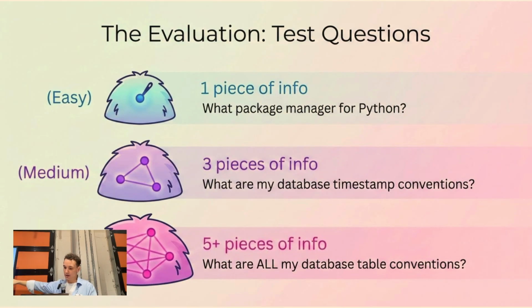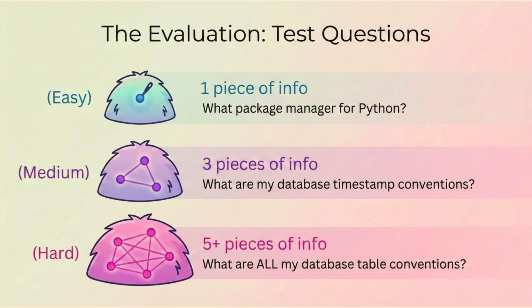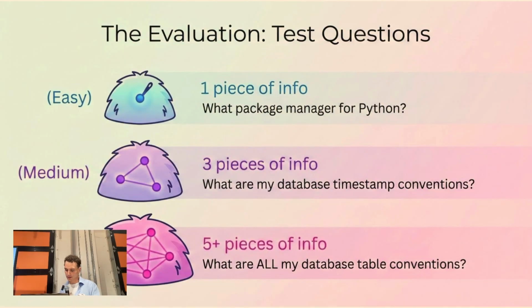Medium: what are my database timestamp conventions? The answer has 3 distinct pieces of information that need to be retrieved from the knowledge graph. And then hard is 5 pieces of info. So that's really hard to simultaneously retrieve all of those pieces of info with the query. So yeah, those are the test categories.